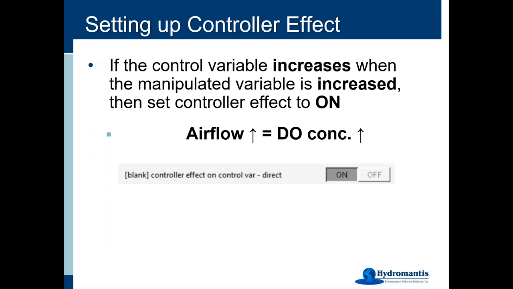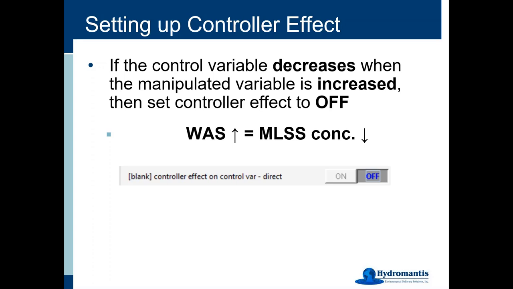When you have things that work together in the same direction, for example a DO controller, if I increase the airflow, that increases the DO. If they act together in the same direction, then you want to set this parameter to on. If they act in the opposite direction, then you want to set that controller to off.